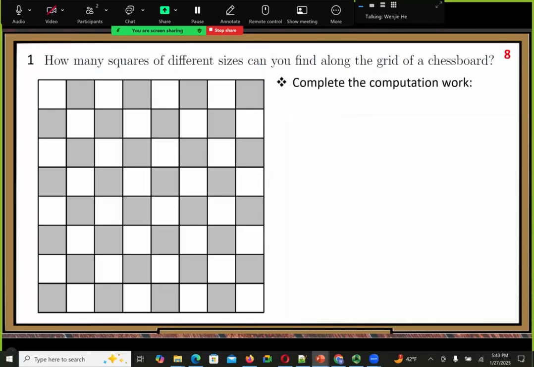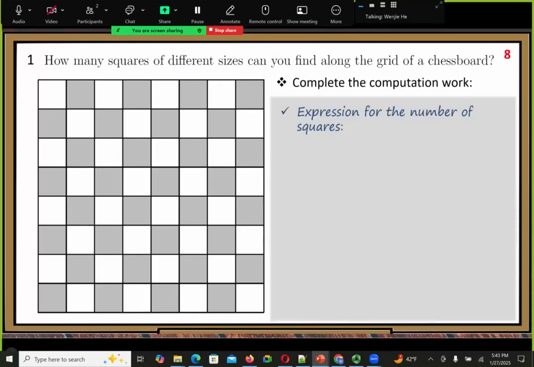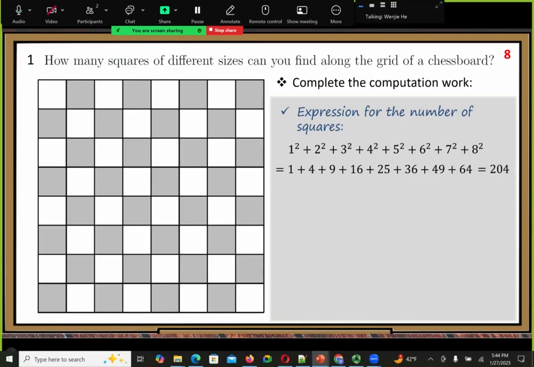All right. Now the last step, we need to complete the computation work. We need to find the final counting number: the sum of squares of these 8 consecutive integers. You can use calculators and punch the keys to find the final number. I allow you to use an online calculator, like Wolfram Alpha, where you can type these numbers.